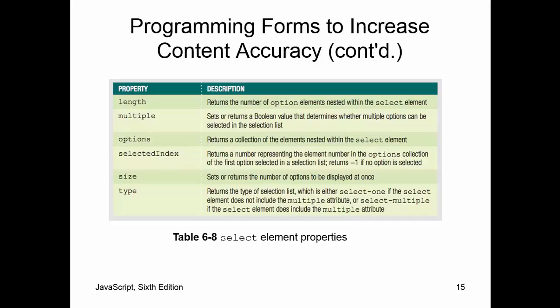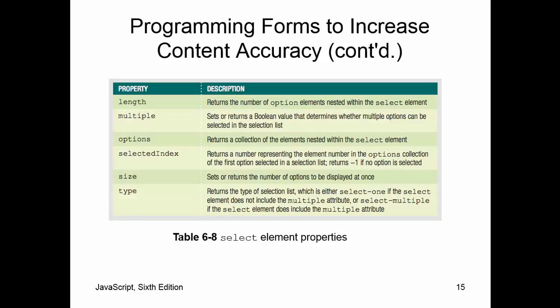Some of the other things that you can put in here, and this is the chart that's on the top of page 372. The first is length, and that returns the number of option elements nested within the select element. Multiple, which is a Boolean that says can you choose multiple things or only choose one thing. Options, which returns a collection of the elements nested within the select element.